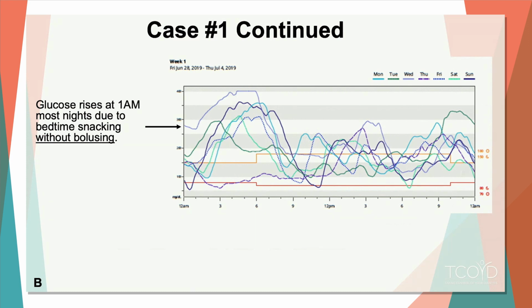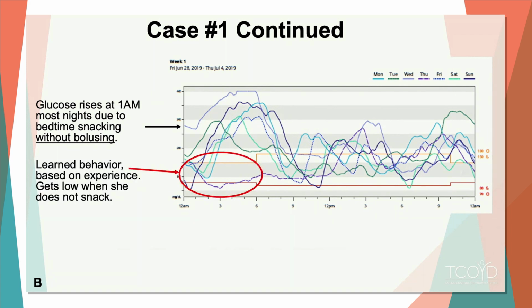this is someone who actually snacks at midnight or 1 a.m. every night without bolusing. Pretty much every night. Now, I say pretty much because actually on the nights that they don't do that, they go low. So this is a learned behavior. So this is a person who's trying to avoid low blood sugars over the night. So they don't want to have a low, so they snack every night. And this is how they've learned to sort of keep themselves safe and out of trouble overnight.